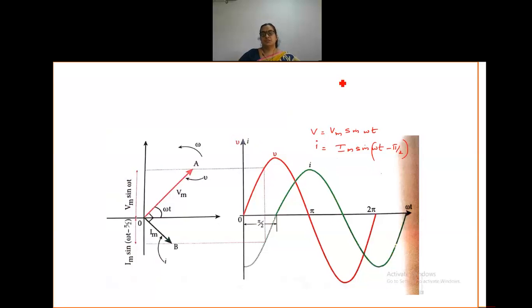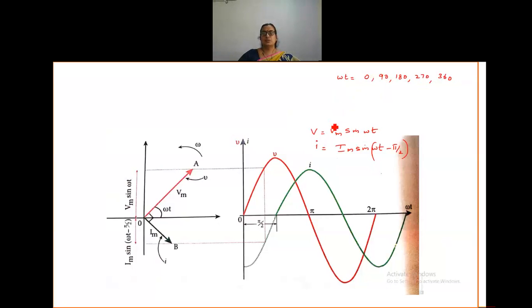Now I am going to substitute different values for omega t. What are the different values of omega t? Look at the theta, this is omega t, right? So 0, then I am going to substitute 90, then 180, then 270, then 360. So let us substitute different values for omega t: 0 degree, 90, 180, 270, 360.